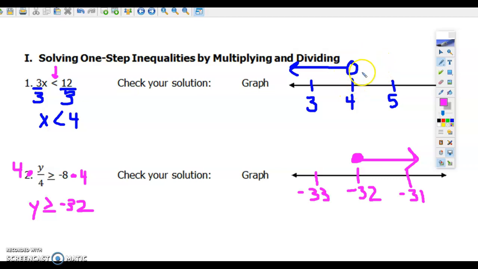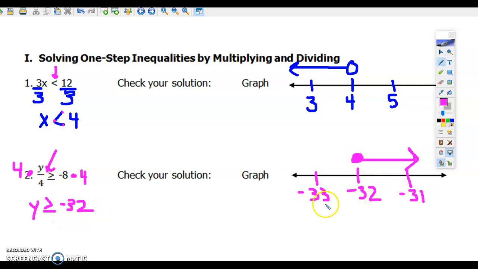Open circle on the 4, and my arrow goes to the left because my x is the smaller side. See how it only has 1 dot, and the 4 has got 2, if that's the way your teacher taught you. For the second one, I had to multiply both sides by 4 because that's the opposite of division. So y is greater than or equal to -32.